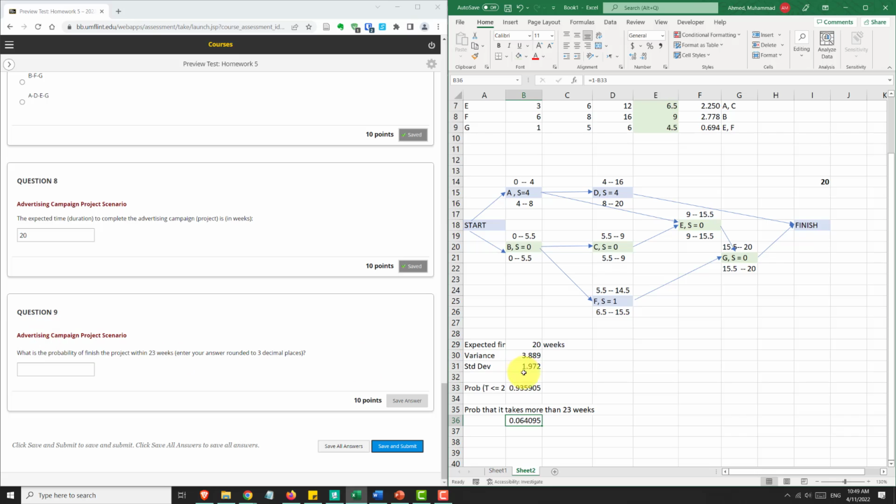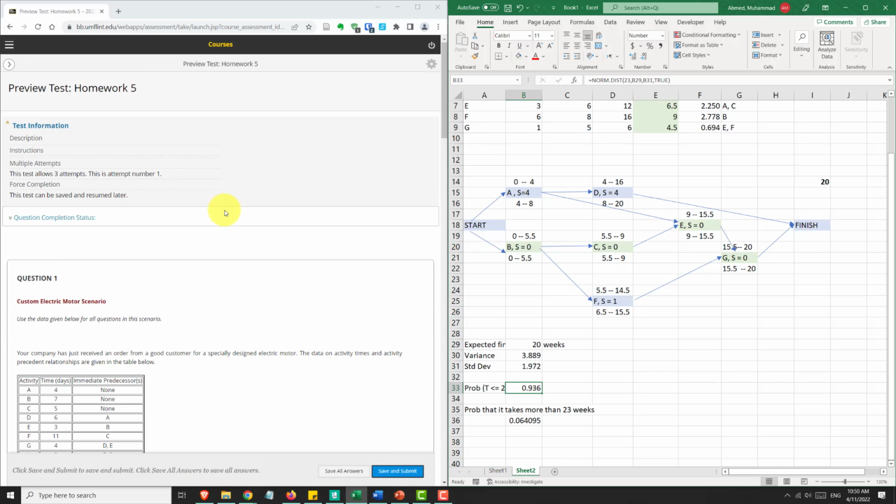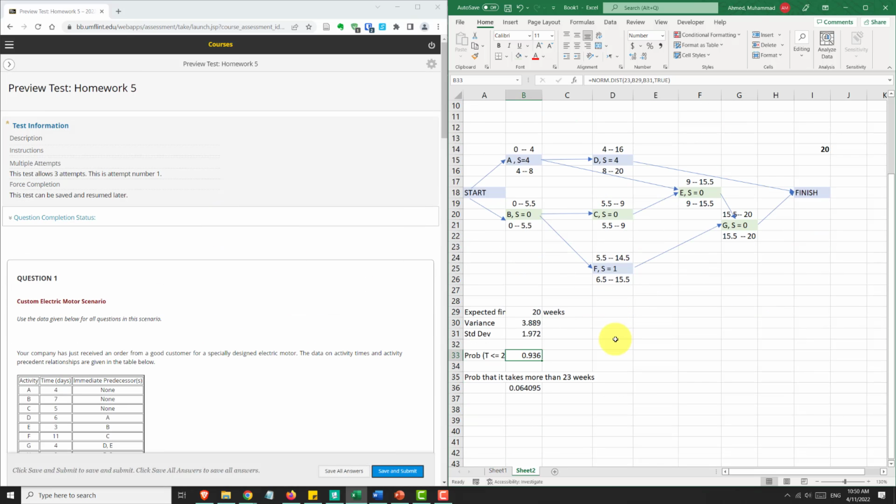Okay, we need to put in the probability to 3 decimal places. So you can just use these to show 3 decimal places, 0.936. That would be the answer to this question, using the norm.dist formula with true at the very end to get the area under the curve. Okay, so that is the end of this homework, and hopefully this was helpful.